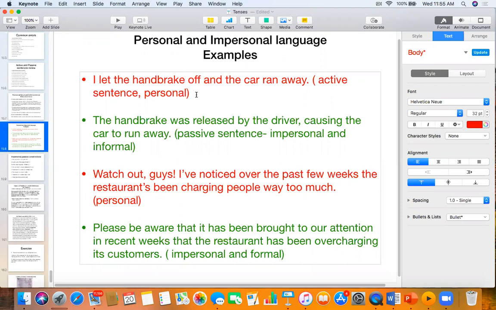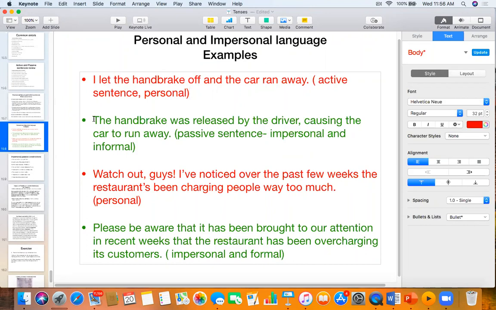So it clearly shows you who is doing the action is more important. You can clearly see the doer there. Okay, so this is active sentence, and it's very easy to understand. Now, the passive: the handbrake was released by the driver, causing the car to run away. It's the same meaning, but see how the language changes suddenly.